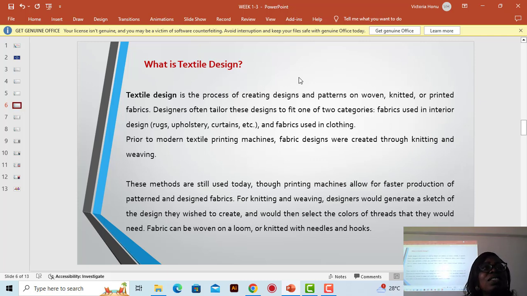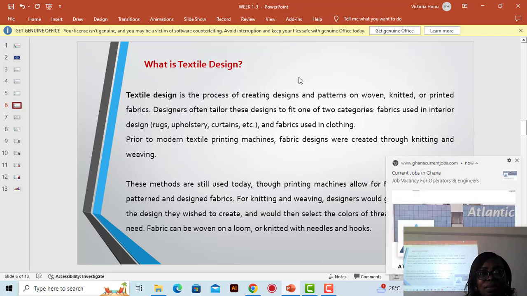Now, what is textile design? What is textile design?